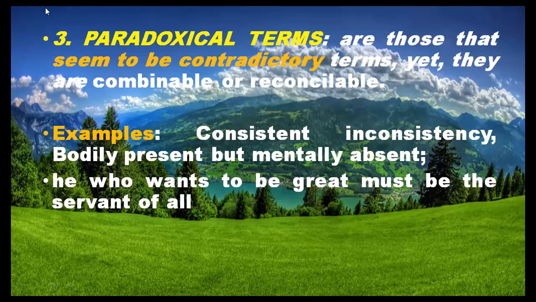Now let's go to the paradoxical terms, which I have mentioned before I give a formal lecture here. They are those that seem to be contradictory, seem to be opposed to each other, yet they are combinable or reconcilable. Example niyan: consistent inconsistency. No? Ano ibig sabihin niya? Kung magsinungaling, consistent talaga. Mula sa umpisa hanggang sa huli, consistent na sinungaling. Yan. Consistent inconsistency or consistent sa rightful living, no? Kung anong sinalita niya, yun ang ginagawa niya.